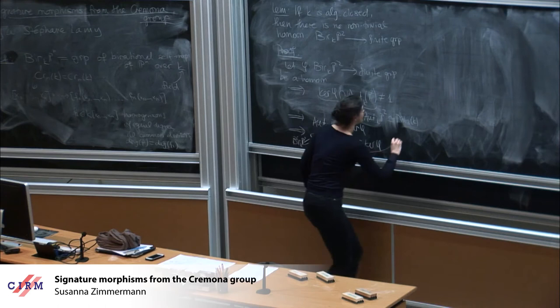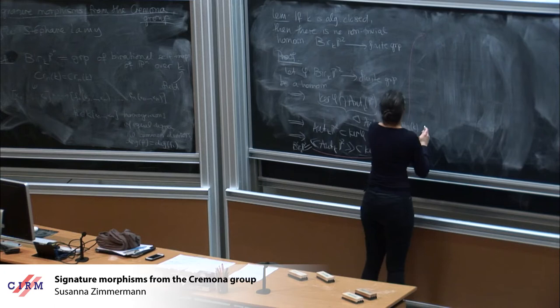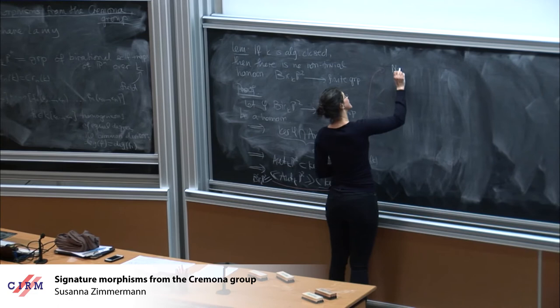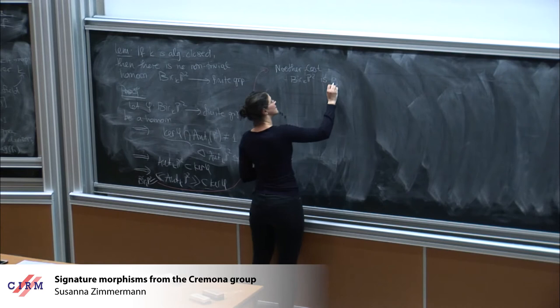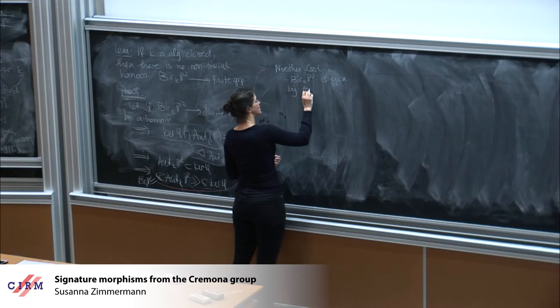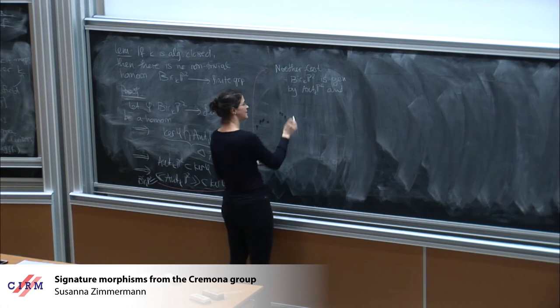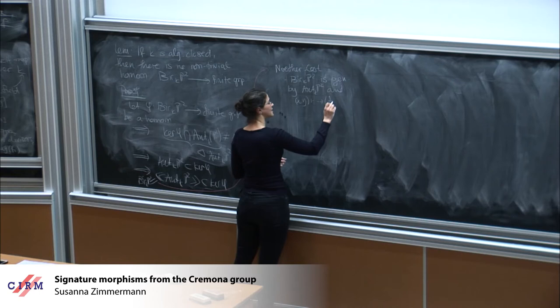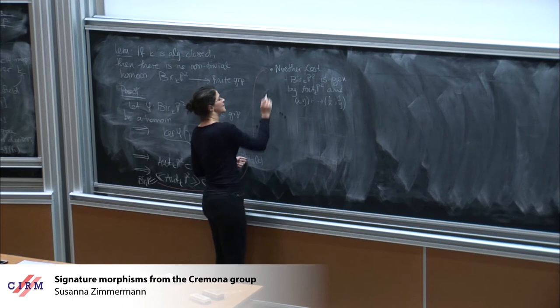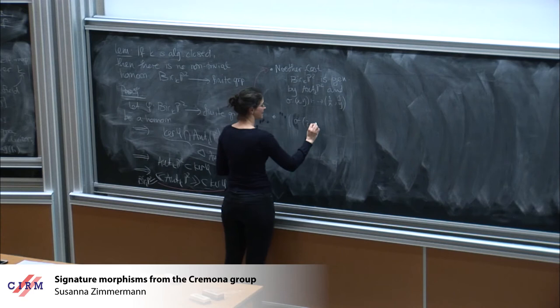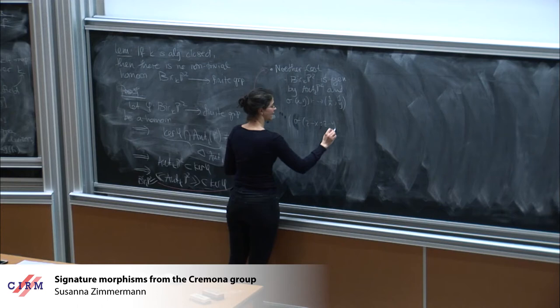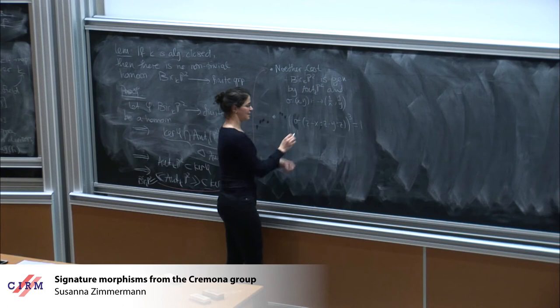Now that I screwed up a bit my image on the blackboard, the Noether-Castelnuovo-Gizatullin theorem tells us that the Cremona group over an algebraically closed field is generated by the automorphism group of P2 and one single transformation, which is in affine coordinates given by 1 over x, 1 over y. And we can take this one, sigma composed with the automorphism x to minus x, y to minus y, and this has order 3. This here is an involution.